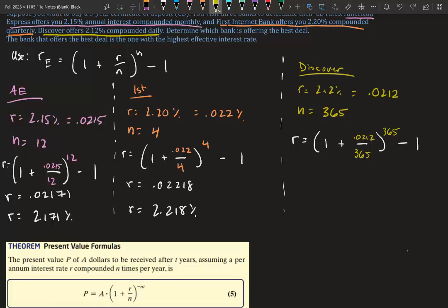We probably automatically think that Discover is the best because you compound every day. Well, that's only true with simple. When we compound a little more complex things like this, especially effective rate of return, sometimes compounding every day is not going to give us the best rate. When we plug this into our calculator, we get 0.02143, which is 2.143%. So the biggest number, that's going to be the best deal. So our biggest number is 2.218%. That means that's going to be the best effective rate of return.